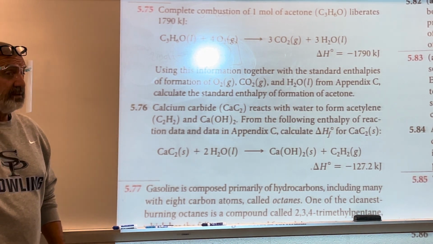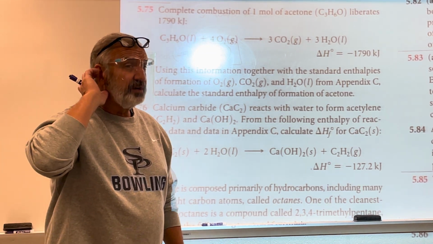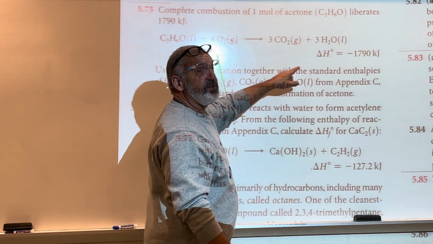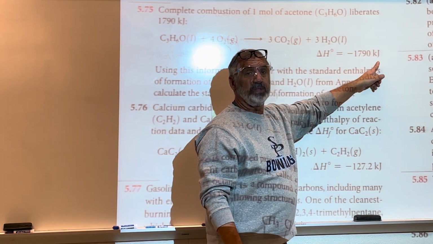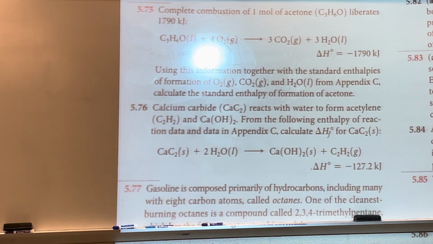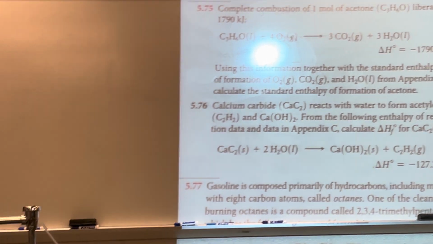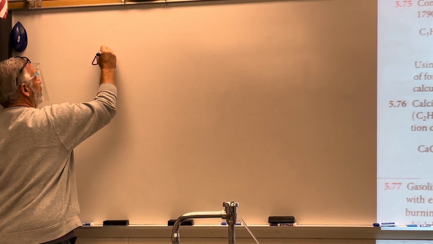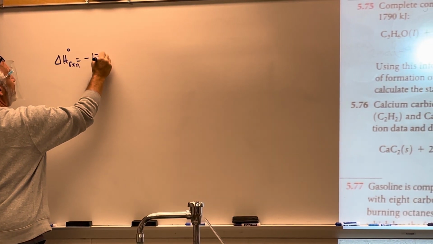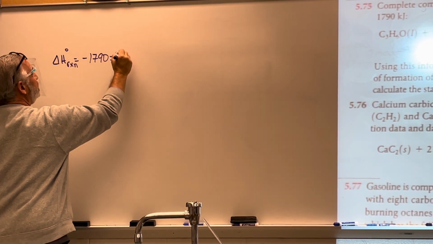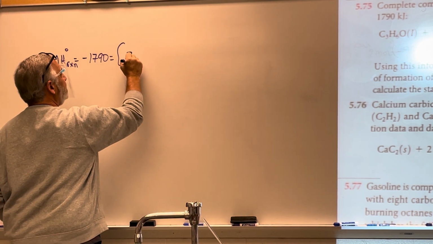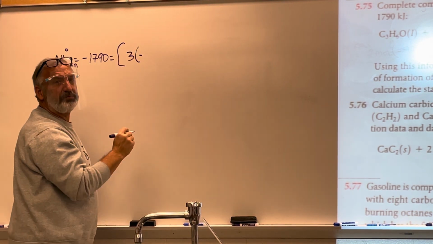So how is this problem different than the one we just did? You don't know one of the reactants. But I do know what the final answer is. So this time, delta H of the reaction is equal to -1790, is equal to the sum of the heat of formation of products, which is going to be 3 times -393.5.